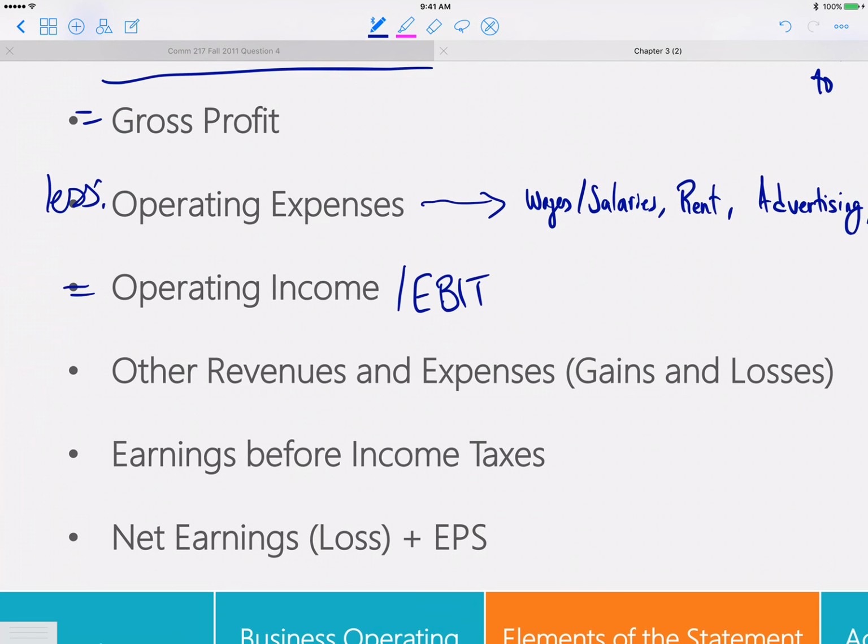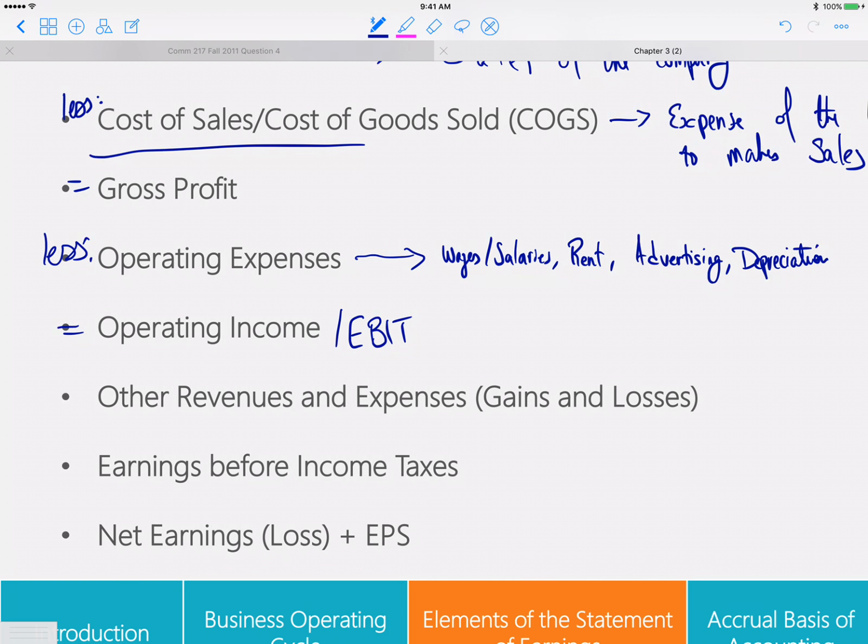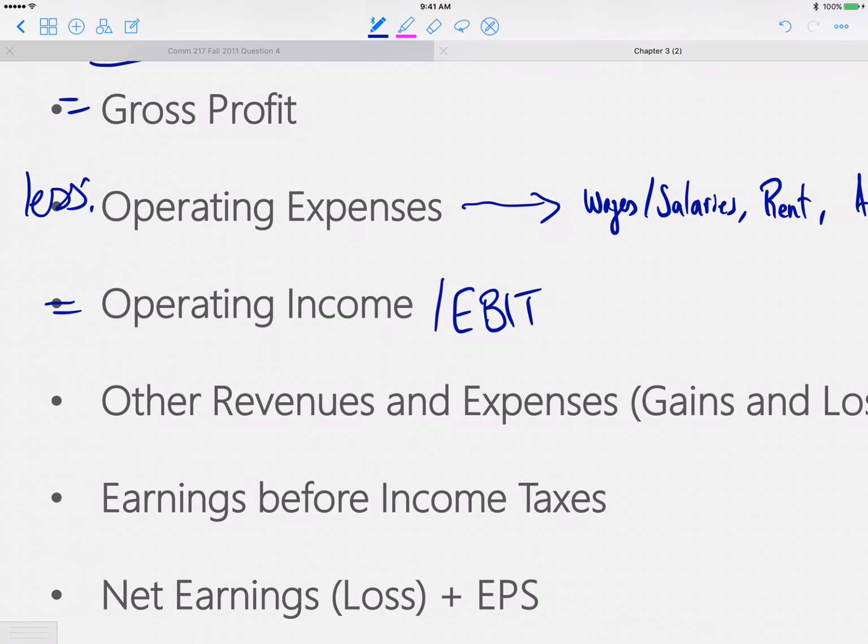We would then have our other revenues and expenses, and these are our gains or losses, and we're going to cover what those are in further detail later on. But these are revenues or expenses that are not part of ordinary business operations.